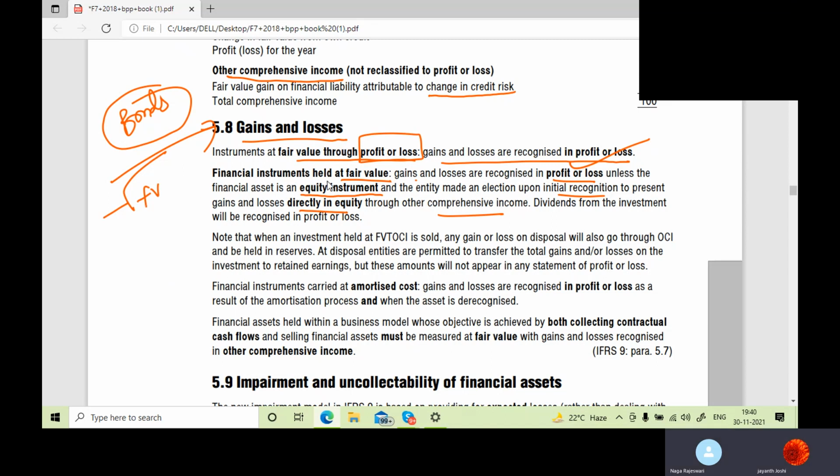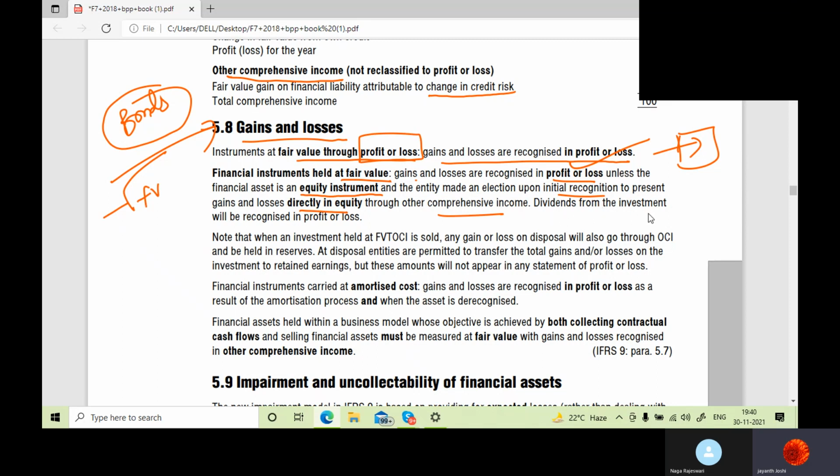So what they are saying is, financial instruments, if they are held at fair value, that means trading purposes, market value, gains and loss should be in the P&L only, unless the financial asset is an equity instrument. For equity instruments, you will be showing in the OCI section. Financial instruments held at fair value, gains and loss are recognized unless it's an equity instrument and the entity made an election upon initial recognition. First they will show it initially, then after that, if they make a choice that they will show it in the OCI, then they can do that.